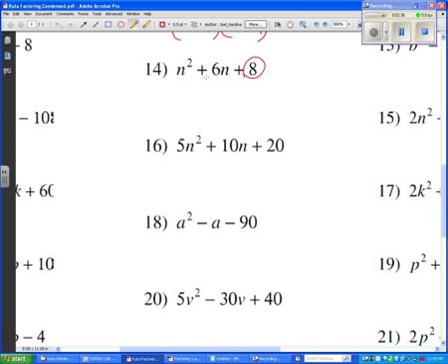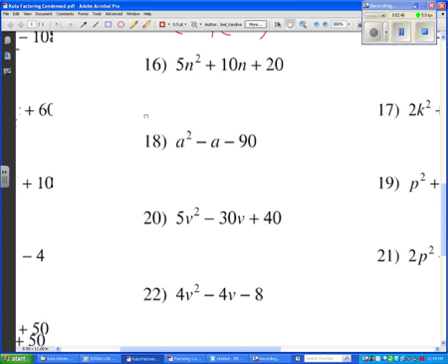Multiply to get a positive 8 and add to get positive 6. Let's see, 4 and 2. That looks pretty good. There we go. Let's do the next one.